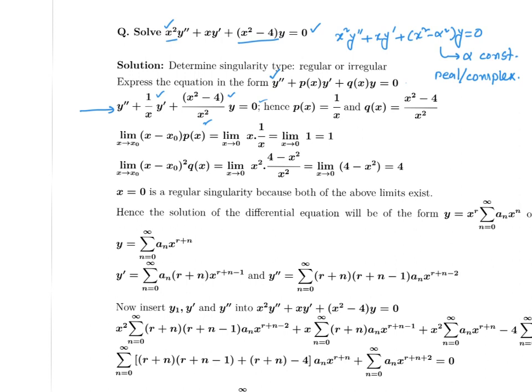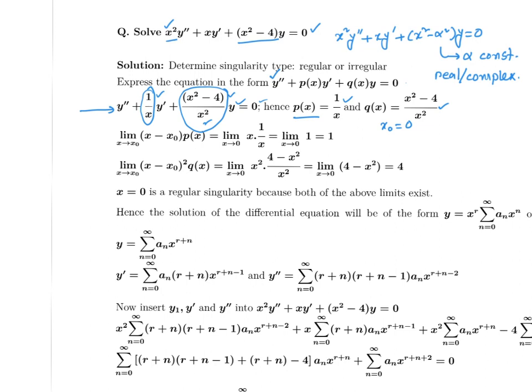That obviously gives us the functions p of x, which is the coefficient of y prime, that is 1 over x, and q of x, which is the coefficient of y, that is (x squared minus 4) over x squared. Now, we obviously notice that the singularity is at x naught equals 0, the point where the singularity is. Now, is this singularity a regular singularity or irregular singularity?